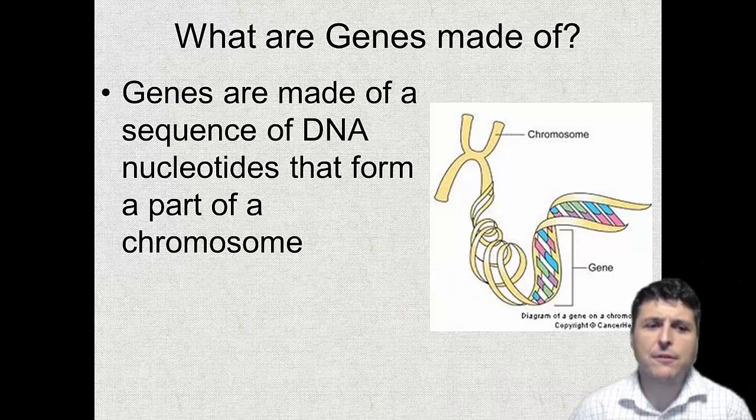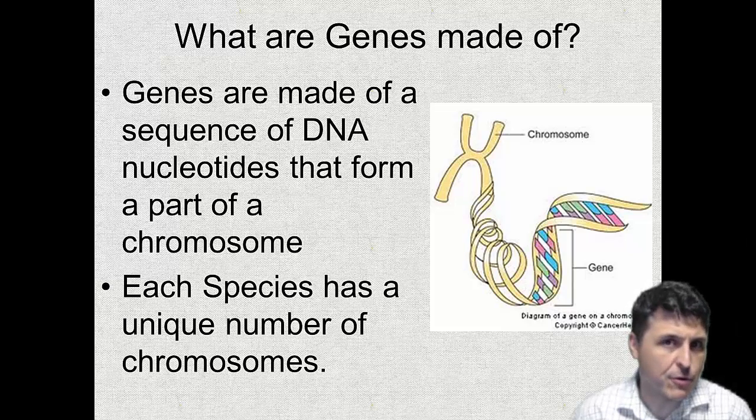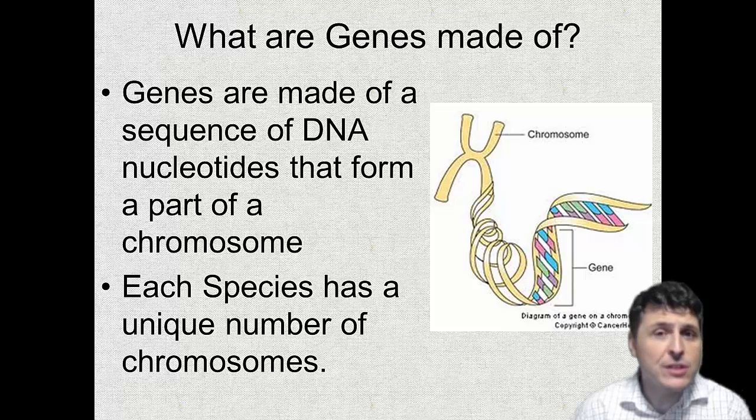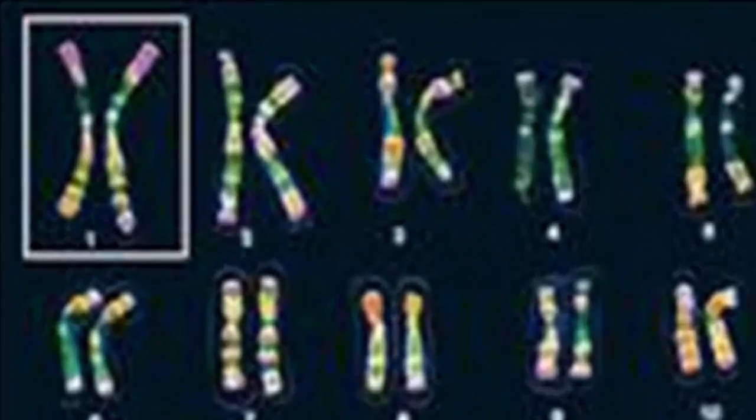The genes themselves are made up of a sequence of DNA nucleotides that will be part of a chromosome. Each species will have a unique number of chromosomes and therefore have a unique amount of DNA. For example, a typical human body will have 46 chromosomes or 23 chromosome pairs. Each chromosome in the pair will have a twin. You'll inherit one of those chromosomes from your mother and the other from your father to get 46 total chromosomes.